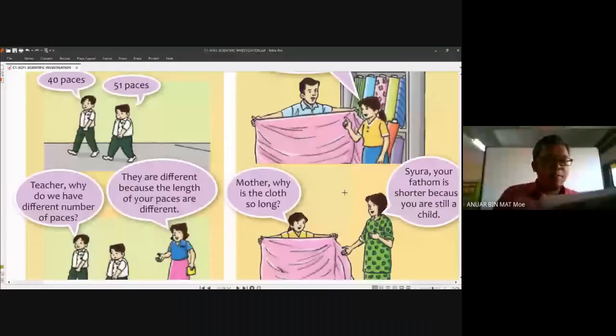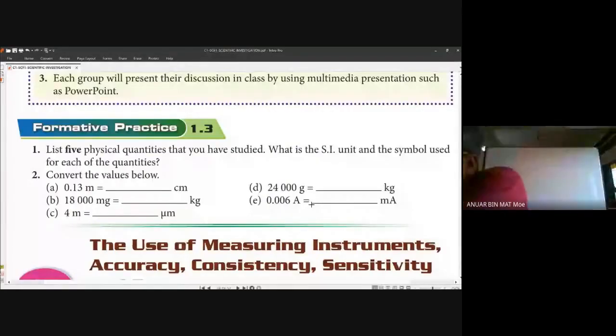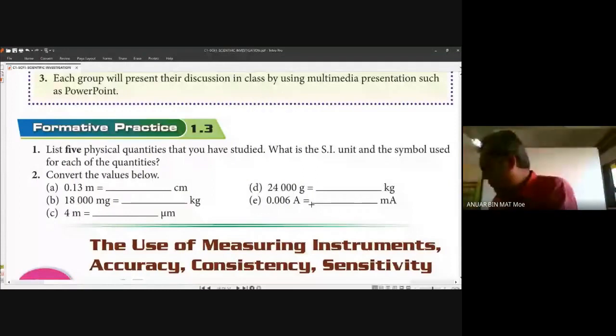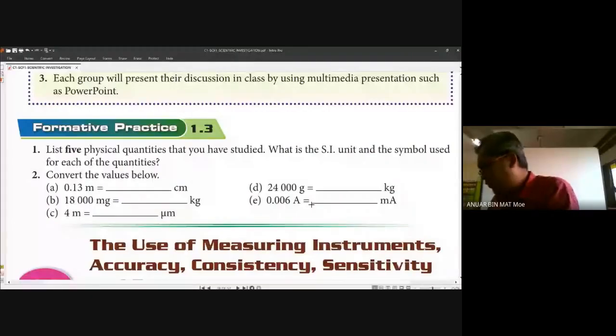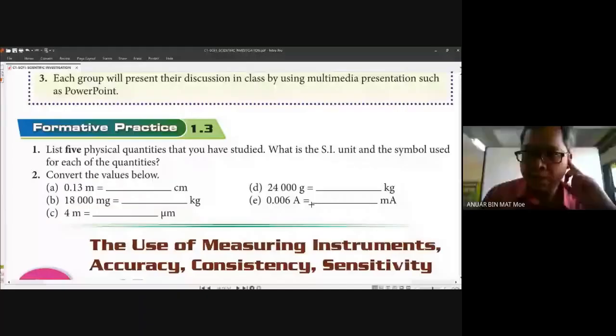No. Okay. So you open your textbook and do formative practice 1.3. Like usual, after I finish every topic, you do the formative practice. And for the workbook, you just finish until question number 5. Don't worry, I will give you the details on our Telegram group. Any problem here? We can stop here. Can we stop now?